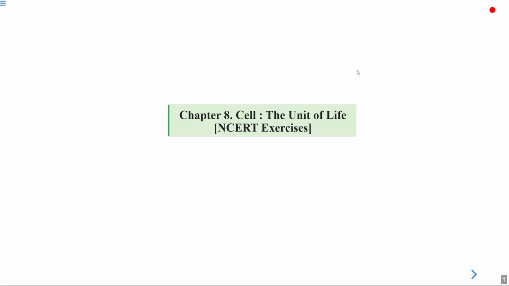And today we'll be discussing the NCERT exercises for the chapter Cell the Unit of Life.